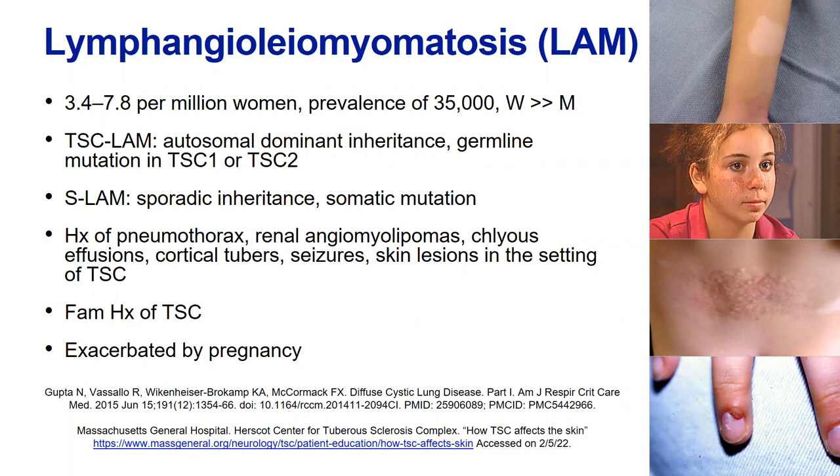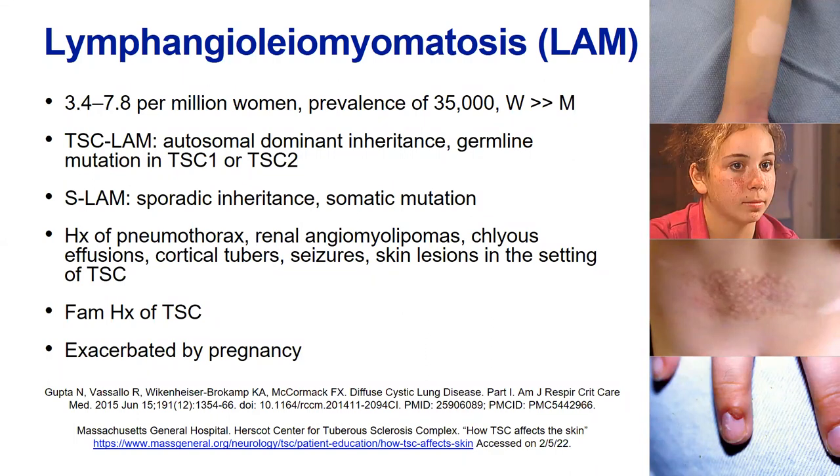Decline in lung function in LAM really occurs because you have these smooth muscle-like cells, the LAM cells, that become dysregulated. They infiltrate the lung, they disrupt lymphatics, and they eventually lead to destruction of the parenchyma, and that's how you get cysts forming.